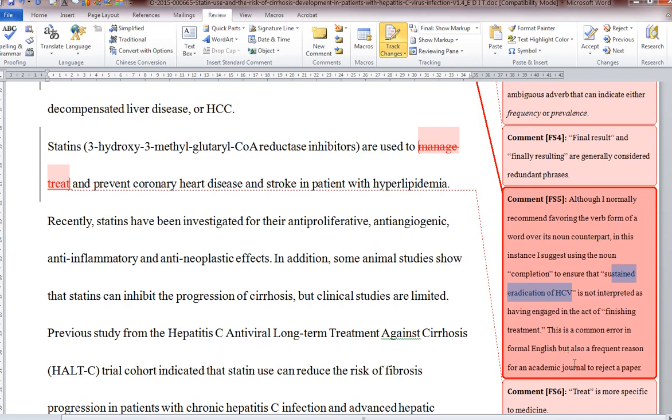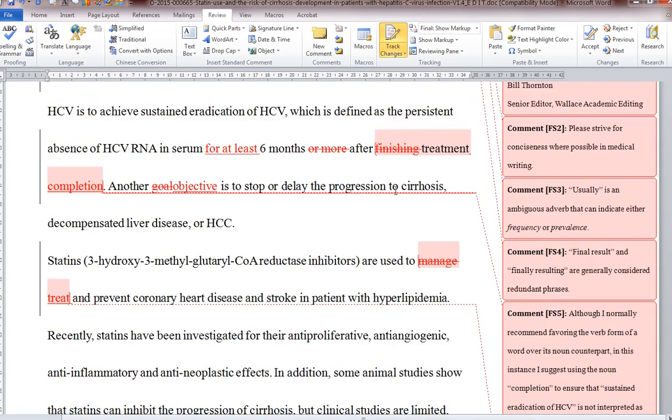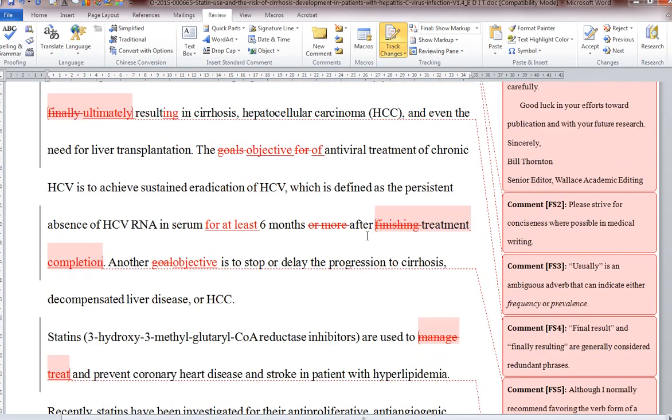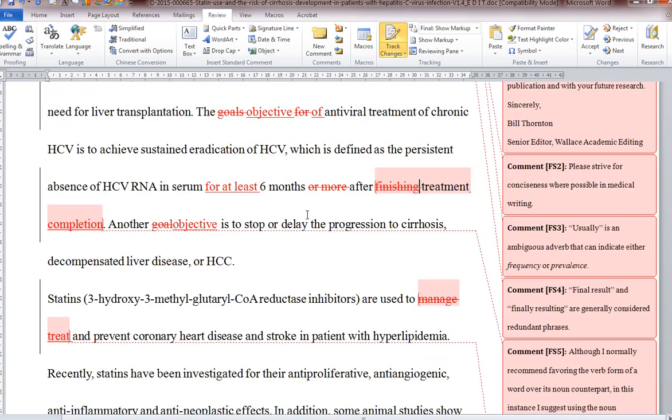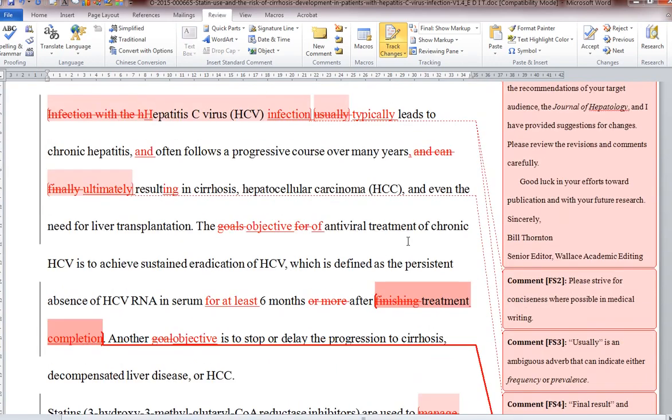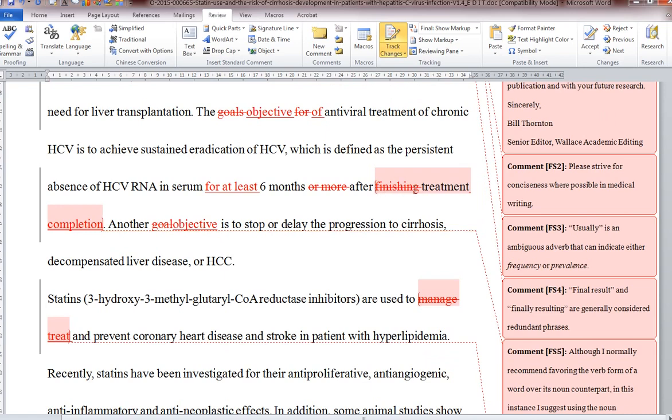This is a common error in formal English, but it's also a frequent reason for an academic journal to reject a paper. This is similar to a dangling modifier or a misplaced antecedent. The point is, we have a verb that is not attributed to the appropriate actor. Okay, we don't want this eradication, or in this instance, the sustained eradication, to be engaging in any acts of beginning treatment, engaging in treatment, finishing treatment. Using the noun form gets rid of that ambiguity, mitigates it.